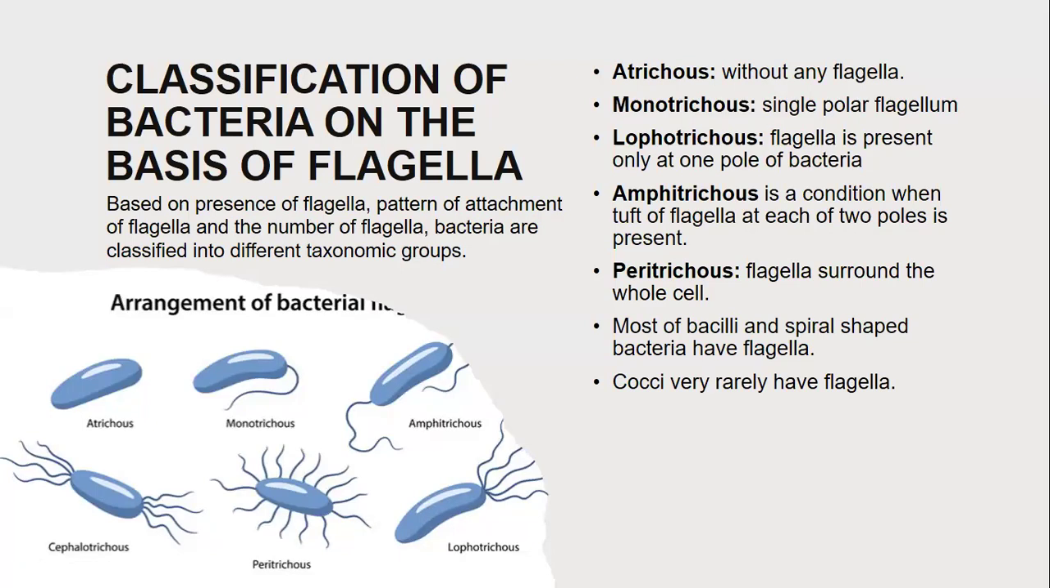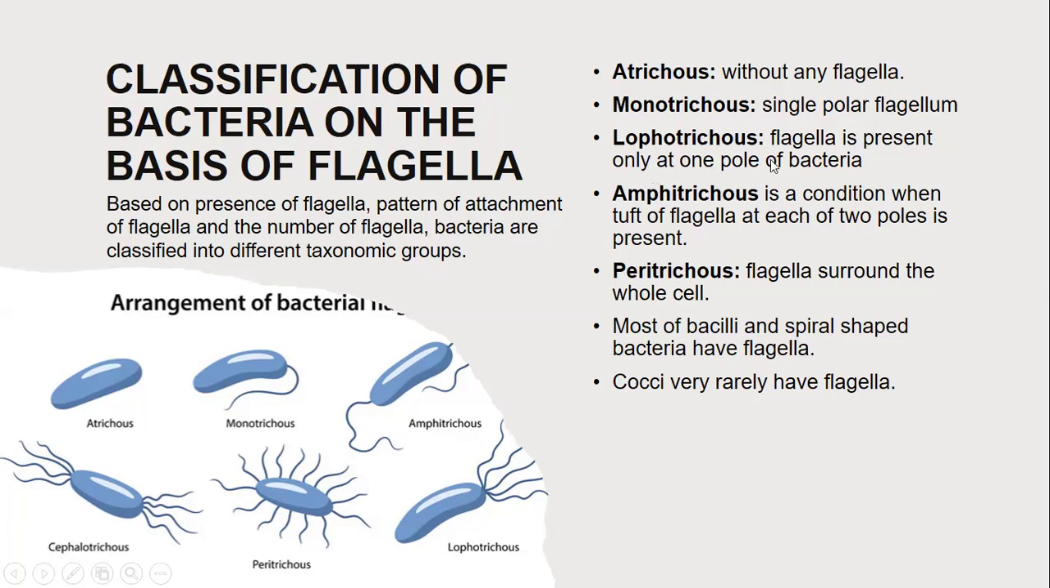Classification of bacteria on the basis of flagella. Based on the presence of flagella, the pattern of attachment of flagella, and the number of flagella, bacteria are classified into different taxonomic groups. For example, first of all, the Atrichous. Bacteria that have no flagella are known as Atrichous bacteria. The Monotrichous are bacteria that have only one flagellum present on the surface.